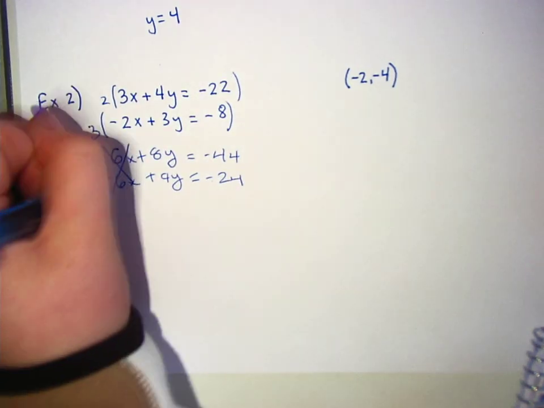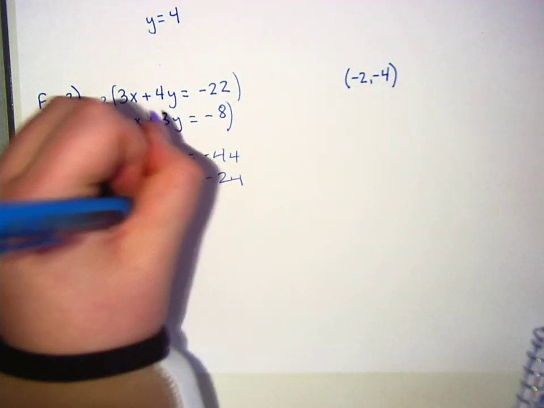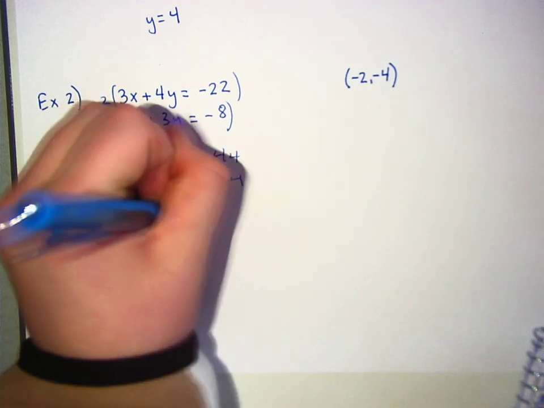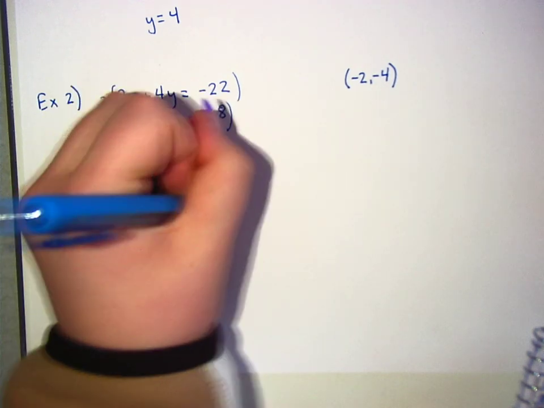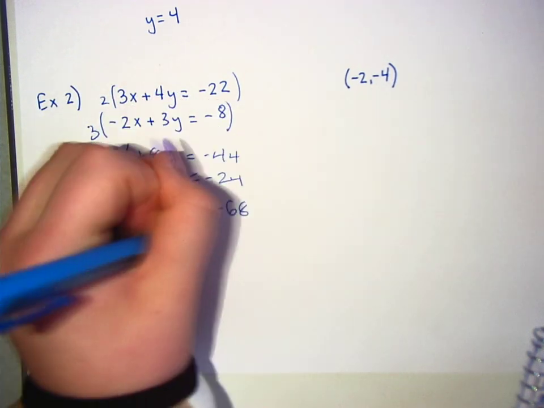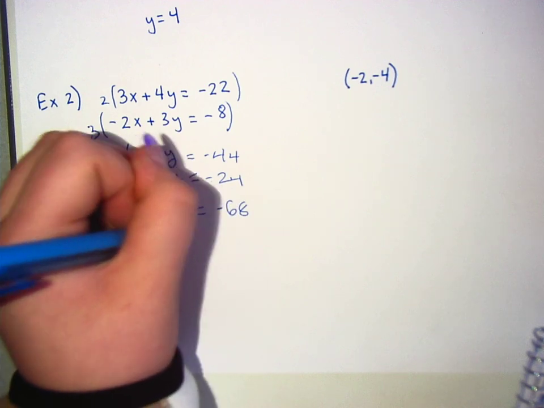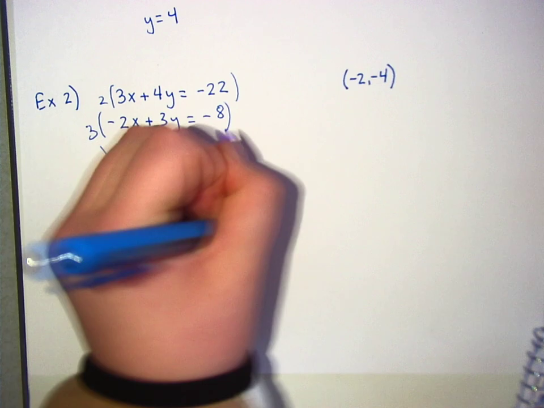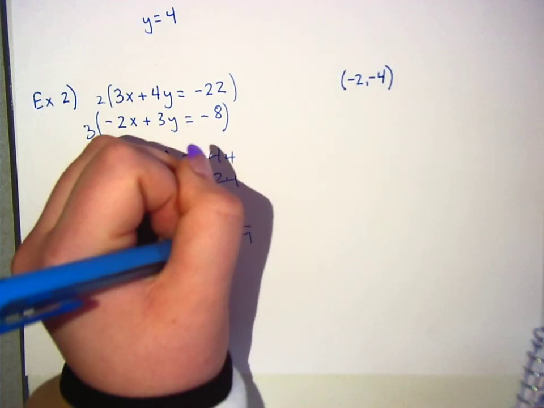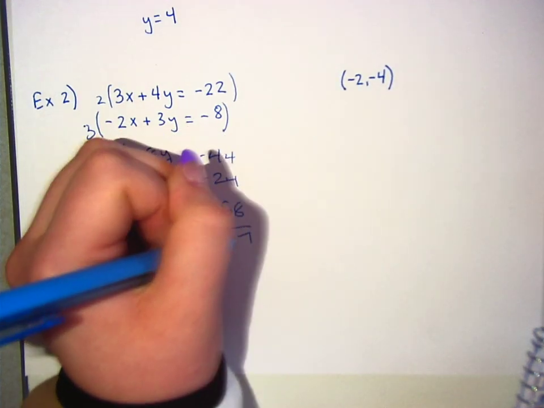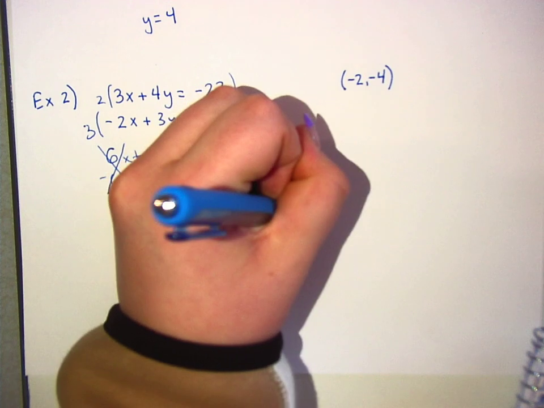And then the x's cross out. 8 plus 9 is 17. And negative 44 plus negative 24 is negative 68. Then you divide by 17 on both sides. And then you get y equals negative 4.